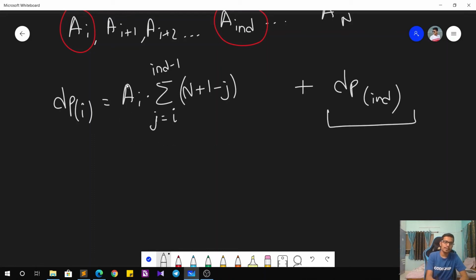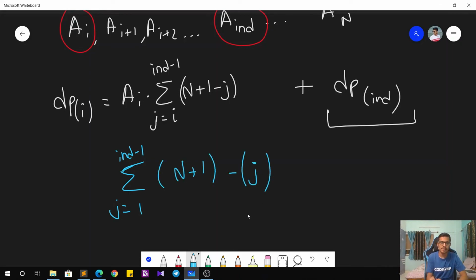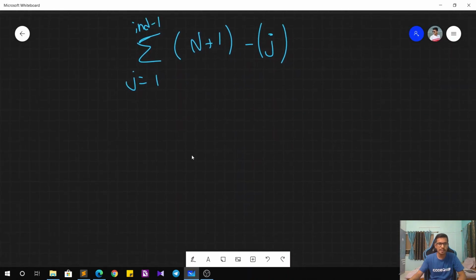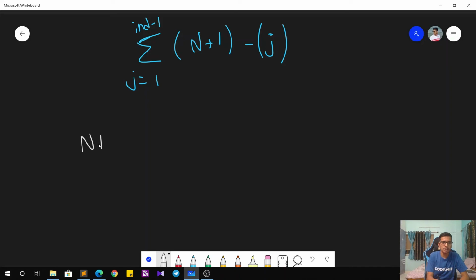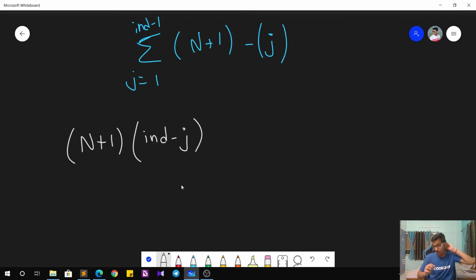Now again, ai is a constant, so that does not worry me. I have to only calculate this summation part. So let's separately calculate this summation. The summation is j equals i to ind minus 1 of n plus 1 minus j. Again, n plus 1 is a constant, so n plus 1 can be taken out with the multiplication. So how to do that? Basic maths. n plus 1 will be calculated how many times? These are how many terms? J actually begins with i, so we can say it is ind minus i terms.